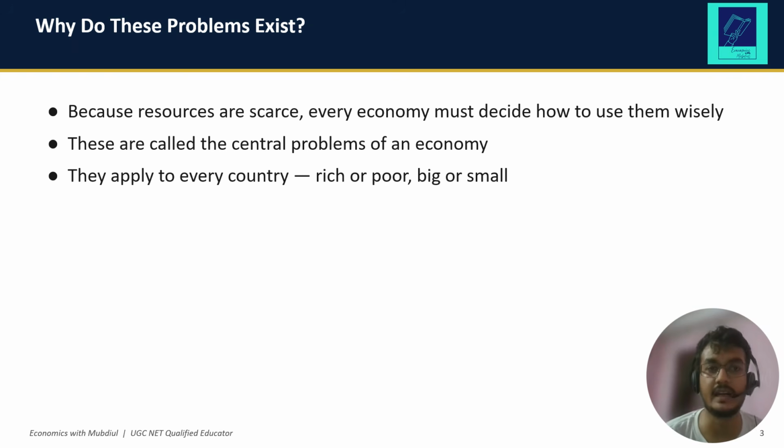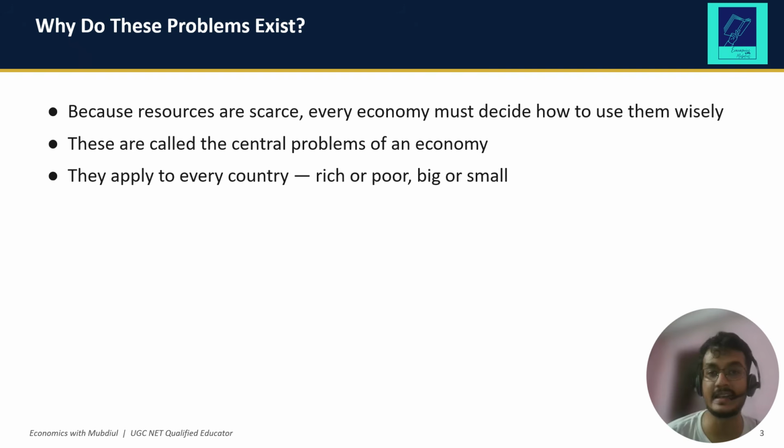Now the question becomes, why do these problems exist in the first place? Why does not every country simply produce everything people want? Let's understand that. Because resources are scarce, every economy must decide how to use them wisely. These are called the central problems of an economy. They apply to every country, rich or poor, big or small. So everything that we have studied so far leads to this particular slide.